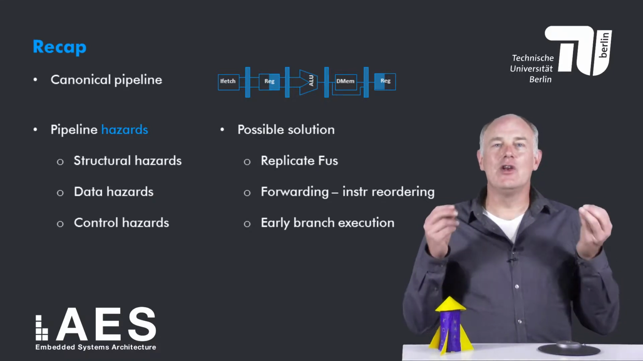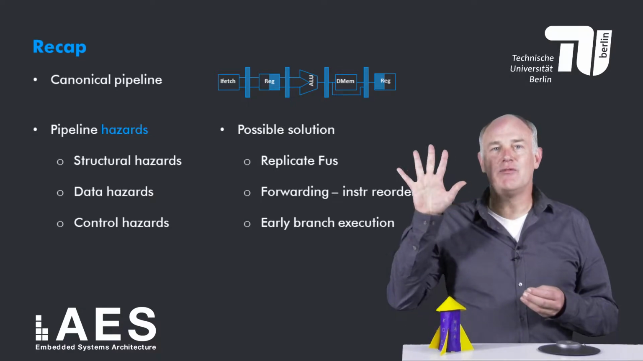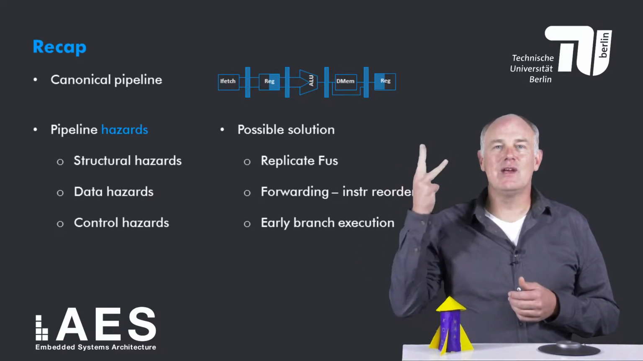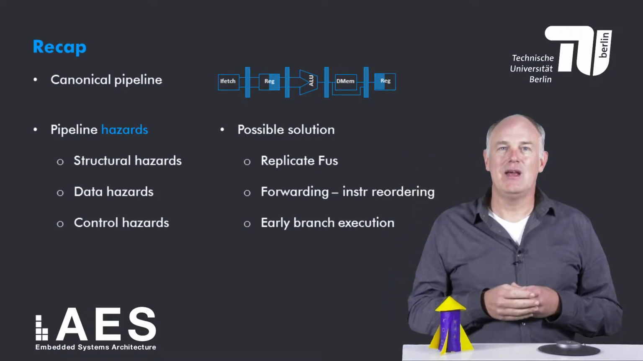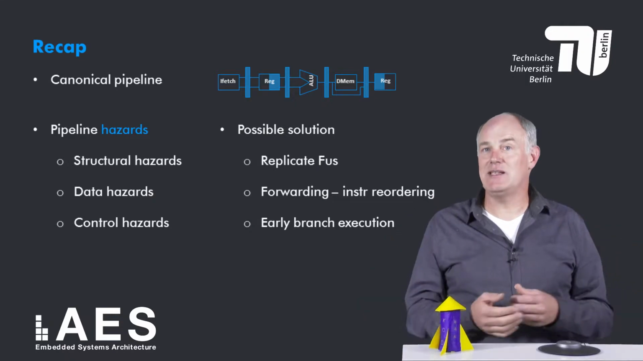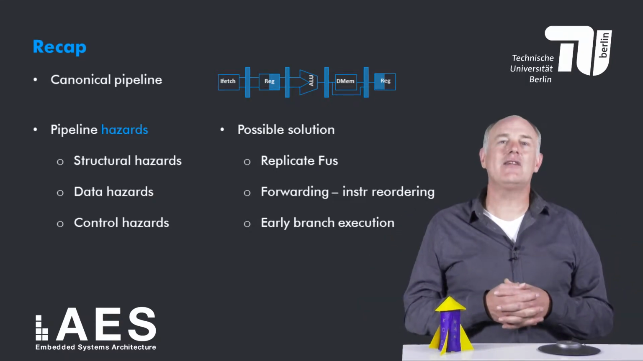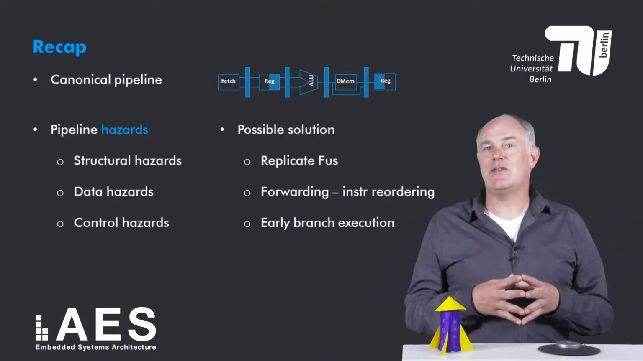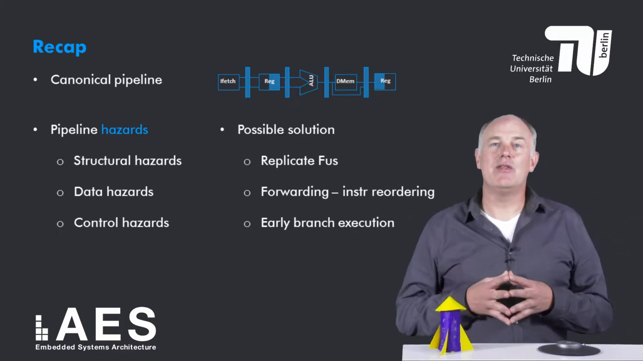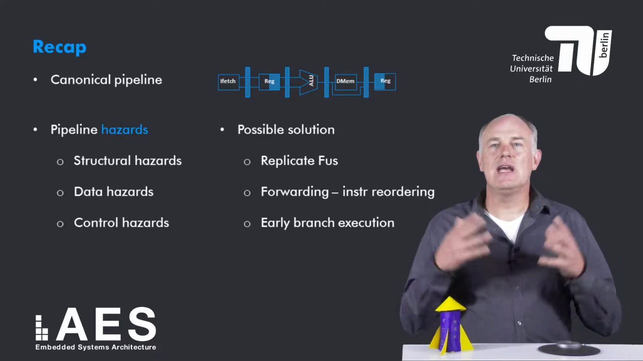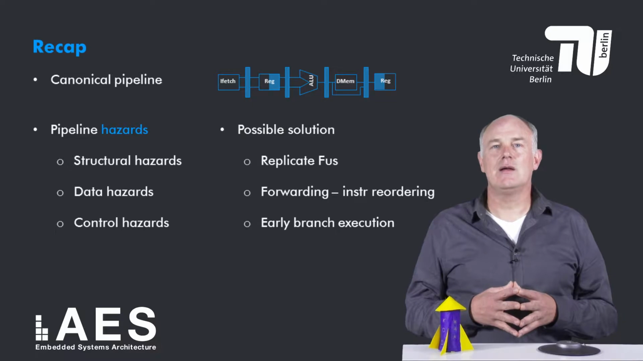We learned that the canonical MIPS pipeline consists of 5 stages: instruction fetch, instruction decode, execute, memory, and write back. We also learned that our assumption is that the register file read takes place in the second half of the ID stage and the register file write in the first half of the write back stage, as indicated by the blue color in this pipeline diagram. This is just an assumption, it doesn't always have to be like that.